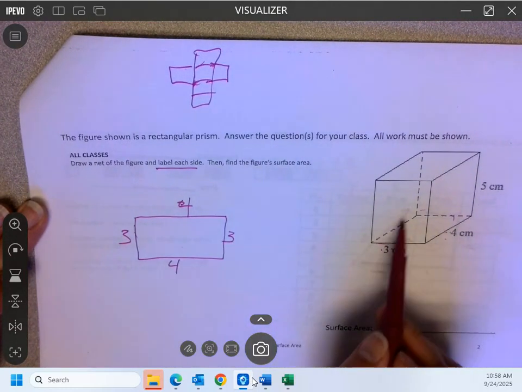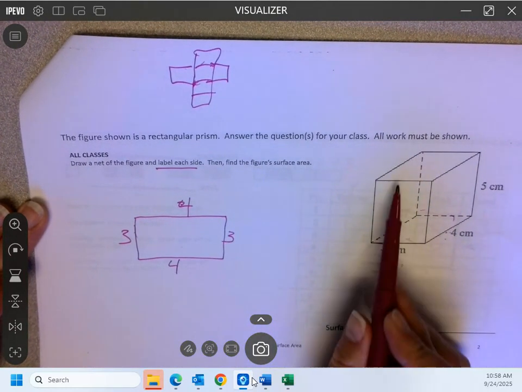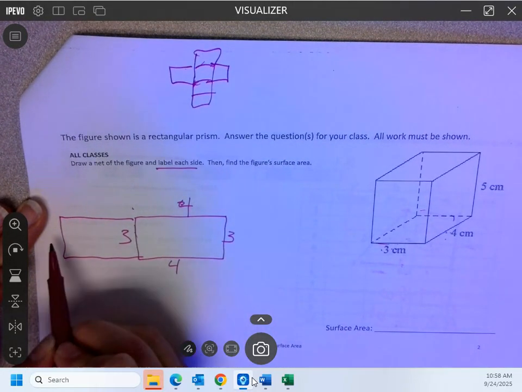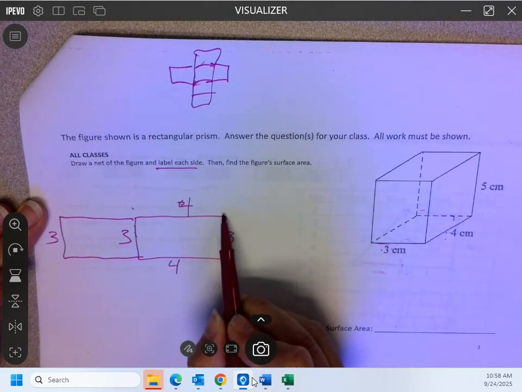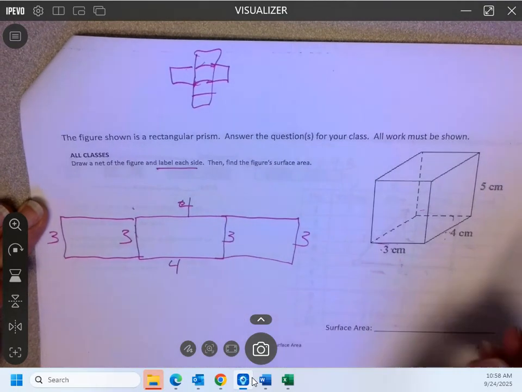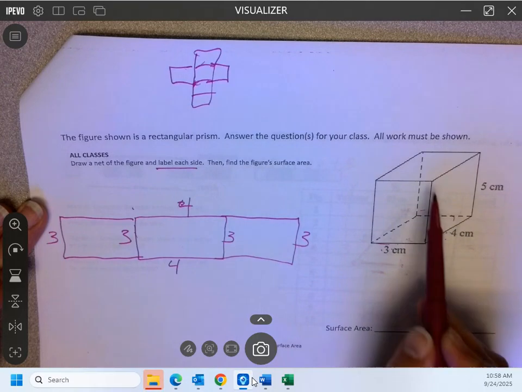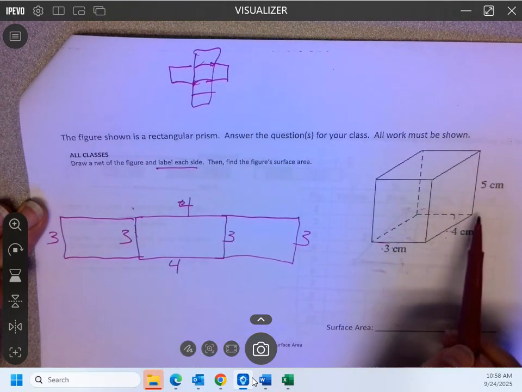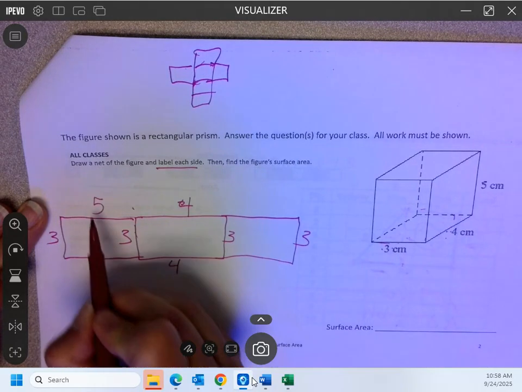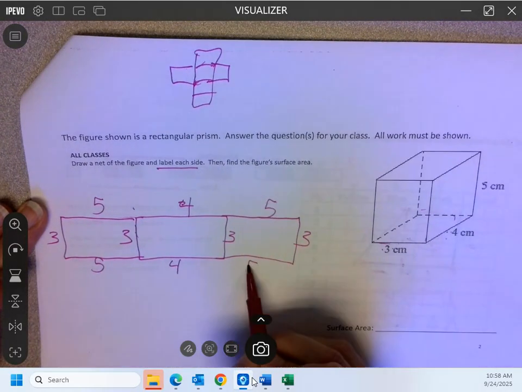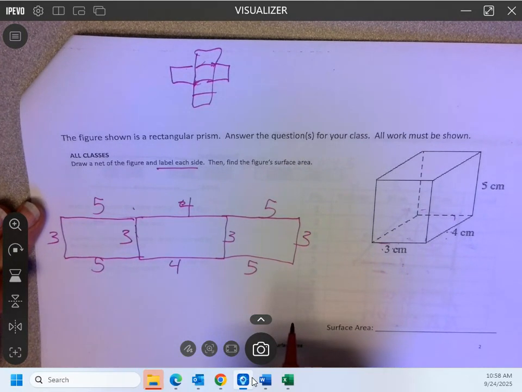So I've got my bottom. Now I'm going to do my going up side. So I know this side is a 3, so this side must be 3. And I have its opposite side. Then I need to figure out what my length is here. I can see here that length going up, that height, is 5. Well, if this goes up 5, then the other side of my box has to go up 5. So they match.